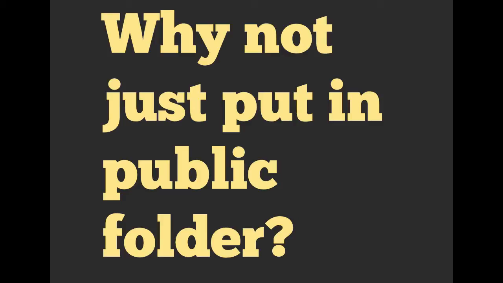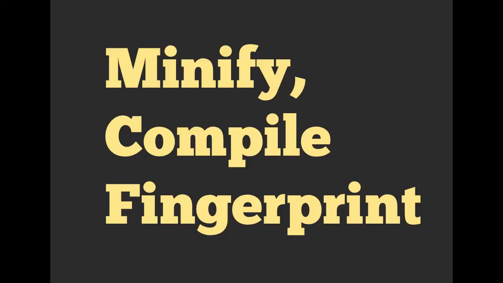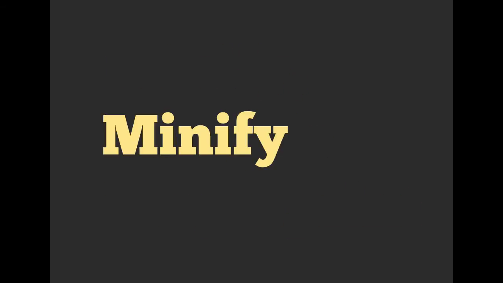We also might have some sensitive assets that we don't want released just quite yet, and we have control over what our users are going to see. So the benefit of using the asset pipeline is we can minify, compile, and fingerprint our files. So what are those things? Let's take a look. First, we're going to be talking about minifying.